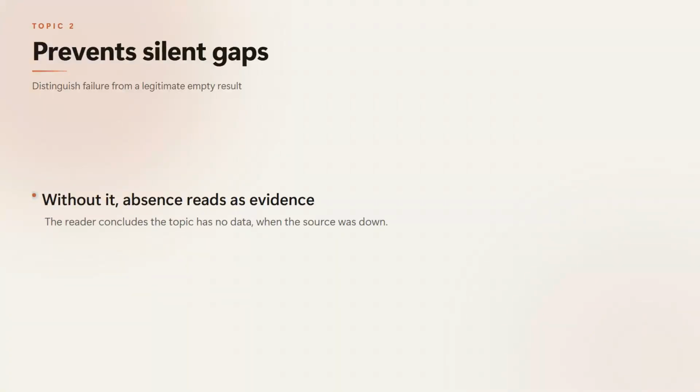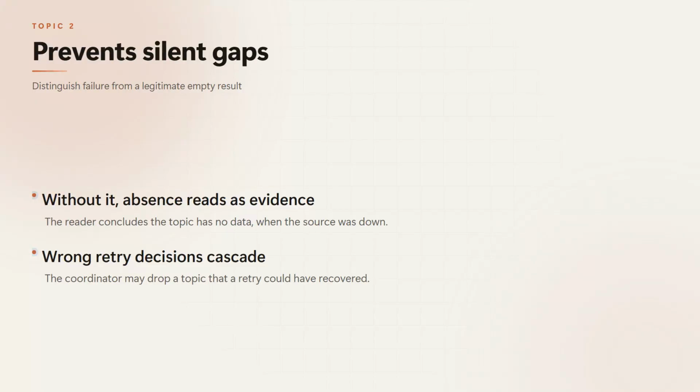Without coverage annotation, an absence of findings reads as an absence of evidence. The reader draws a conclusion the research never supported, and downstream decisions are made on a false premise. In production, this means a report might state "no security vulnerabilities found" when the scanner was simply unreachable. The cost is trust and safety. This is the beat that makes it stick. Silent gaps are not neutral, they are actively misleading.